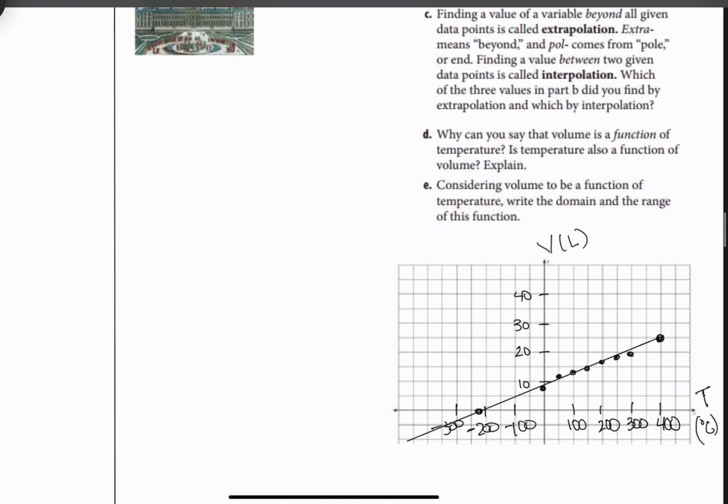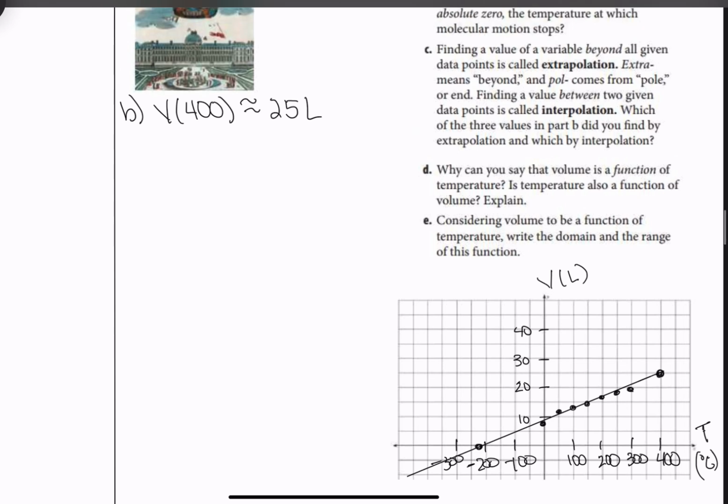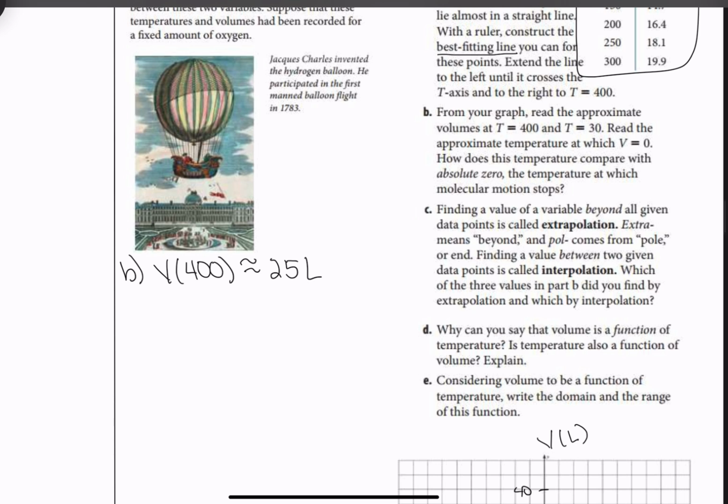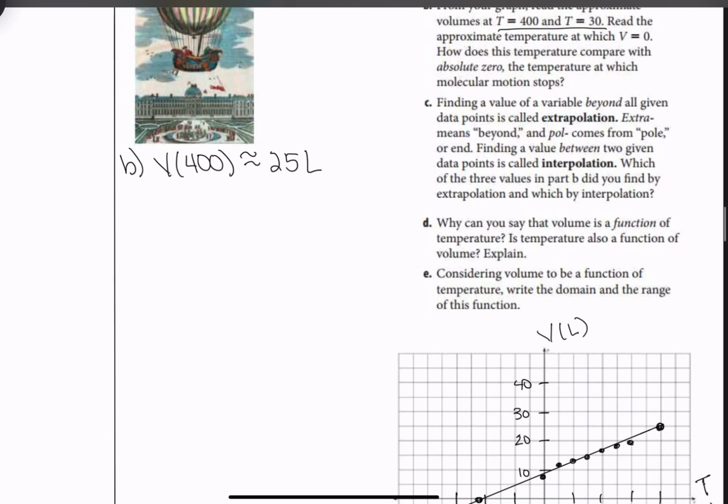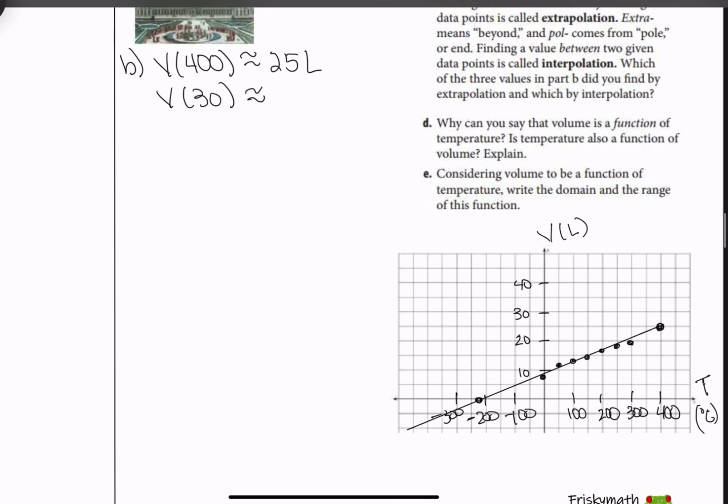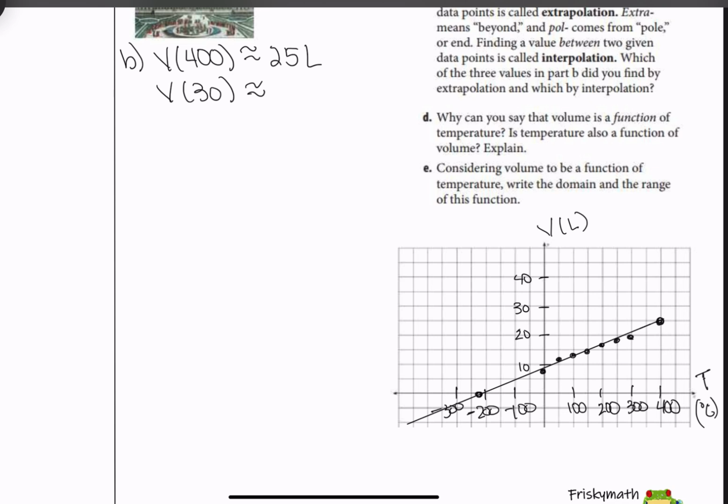Well, I just identified that at 400 degrees Celsius, I have about 25 liters. I think I'll put B over here. And I'm going to write this in function notation. So V of 400 is approximately 25 liters. And the other one that they wanted me to do was at t equals 30. So let's see, V of 30 is approximately, I'm going to have to approximate this, so it's about here. Let's say it's about 10 liters.